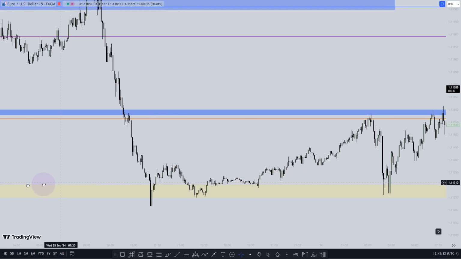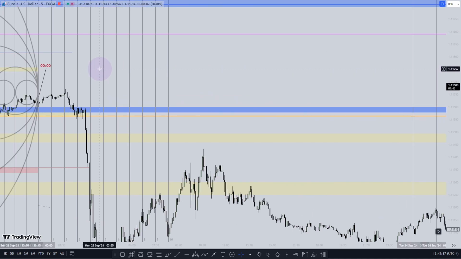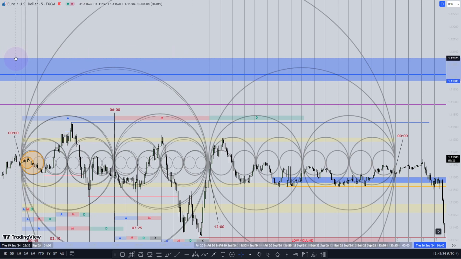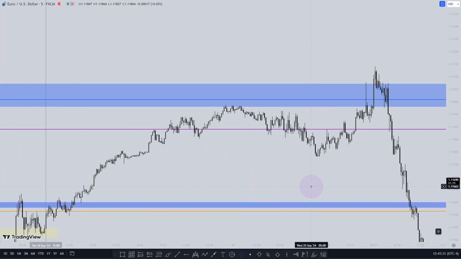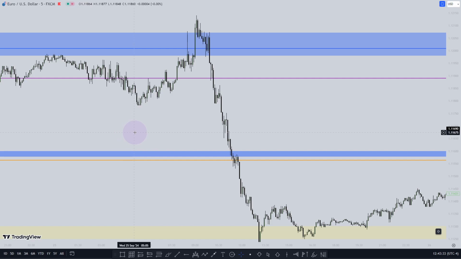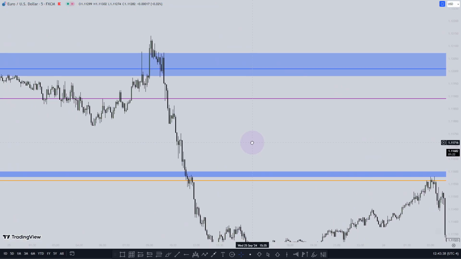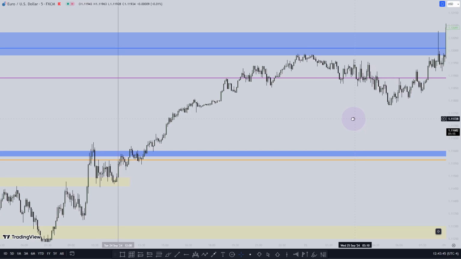Looking really interesting. And look at this now. This zone right here. Look what happened. This is amazing. This is a potential high of the week, by the way. This is absolutely amazing, creating a power of 3.